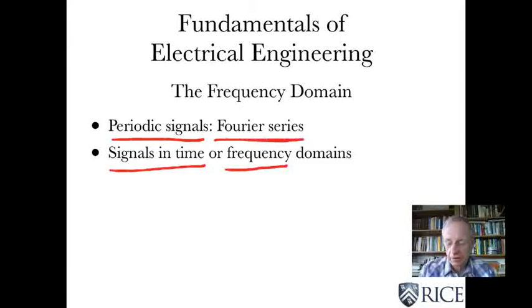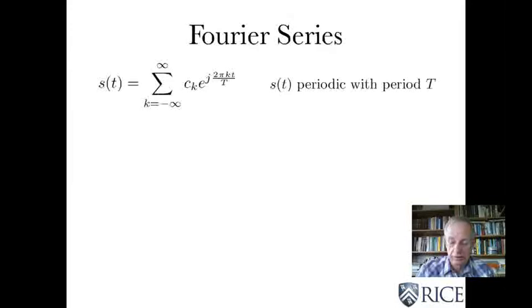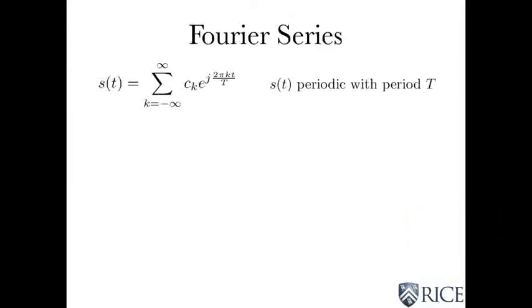And so we're going to start talking about signals in what we call domains. We can talk about them as functions of time, or we can talk about them as functions of frequency, whichever seems to be most convenient. But to get started, we need to define a Fourier series and understand it a little bit. So, this is the Fourier series for a periodic signal. This is very important. It's periodic with period T.